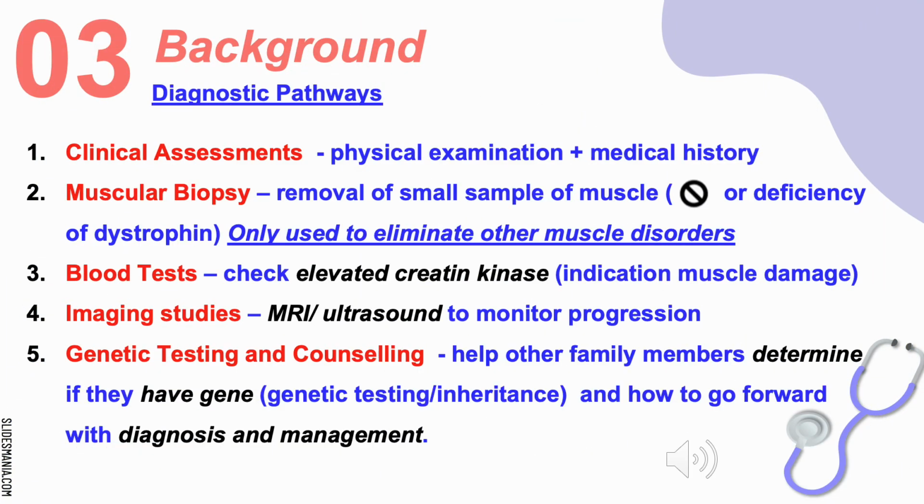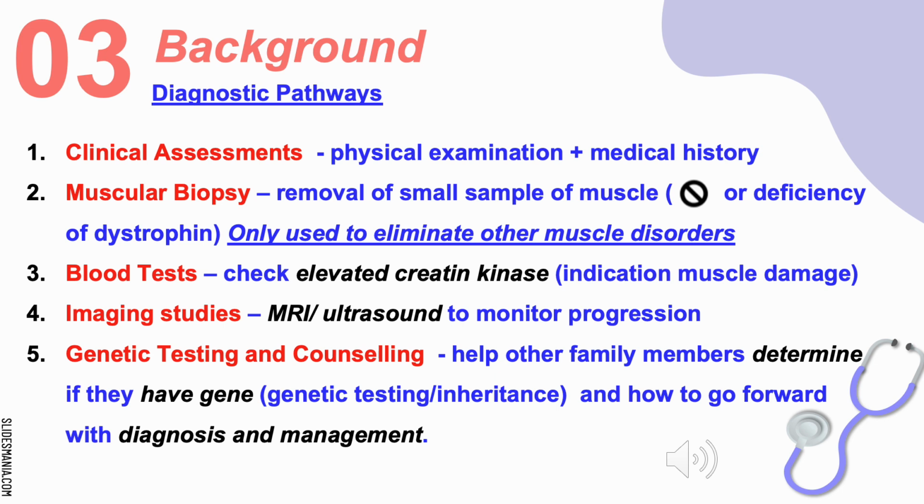Thank you, Divani. So I am Millicent and I'm going to be continuing with the background of the diagnostic pathways. So Duchenne muscular dystrophy is a genetic disorder characterized by progressive muscle degeneration and weakness. Diagnosis of DMD typically involves a combination of clinical assessment, laboratory tests, genetic analysis, and imaging studies.